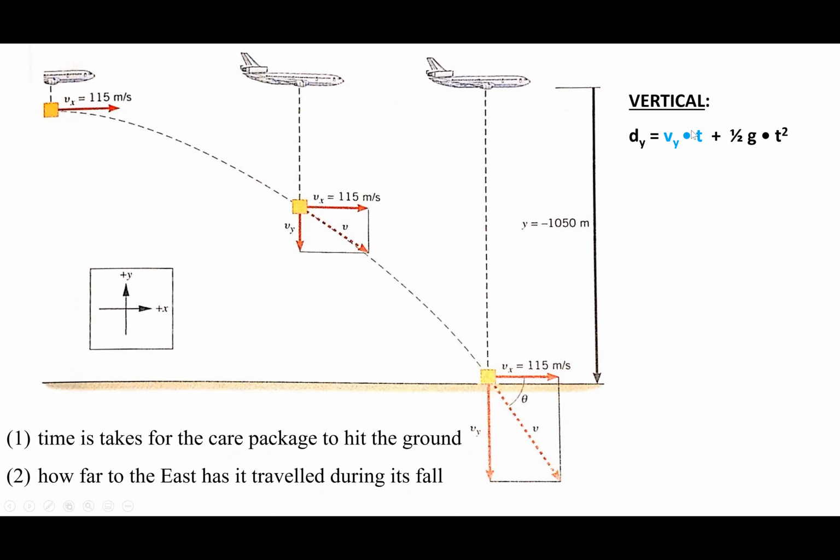Vertically speaking, if we use this equation with this part canceling out because the initial velocity is 0, the distance is this 1,050. The g is negative 9.8. Since the 1,050 is negative and the 9.8 is negative, those negatives cancel. So we would have 1,050 meters as our displacement, 9.8 as our acceleration, the 1/2 as a constant. We're going to multiply both sides by 2 to get rid of the half, divide both sides by 9.8, and then take the square root to solve for t. And the time would be, with 2 sig figs, 15 seconds.